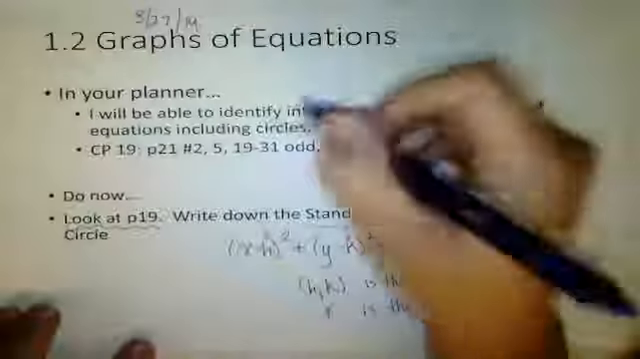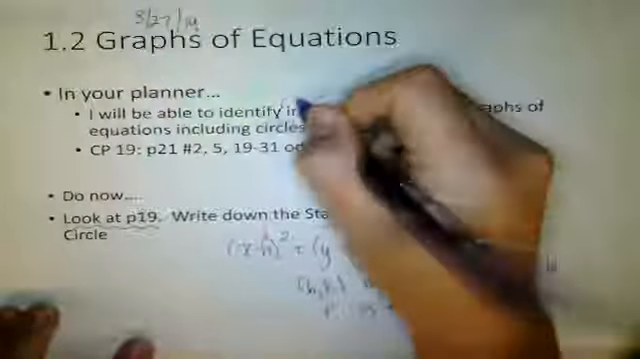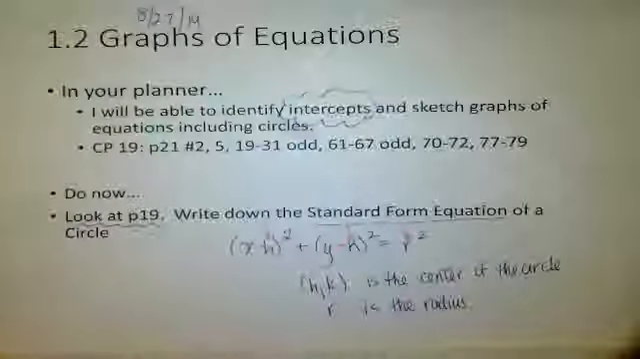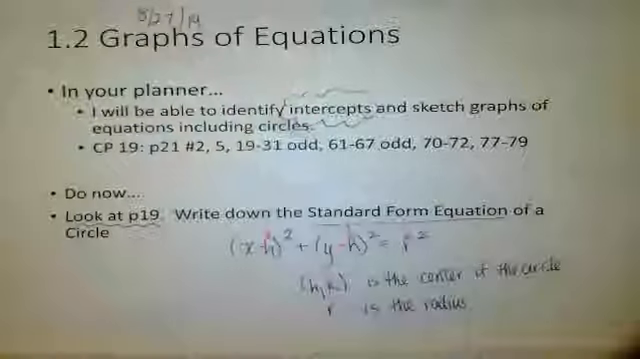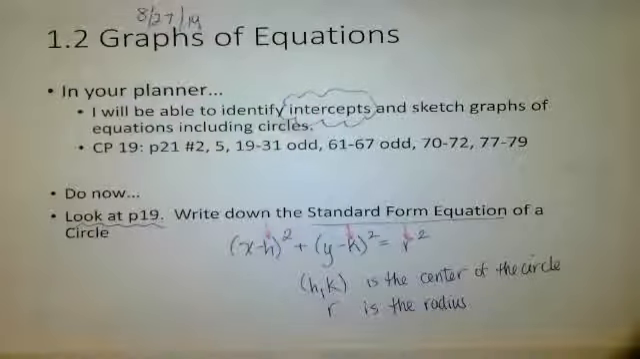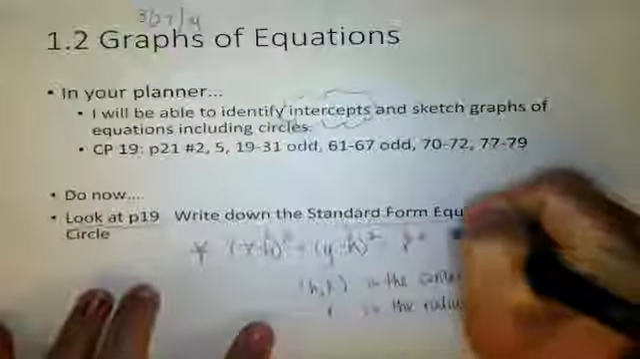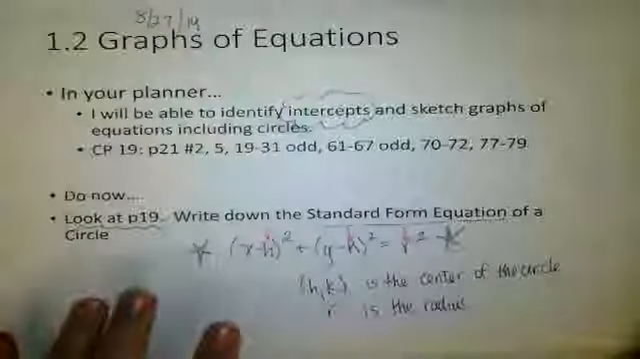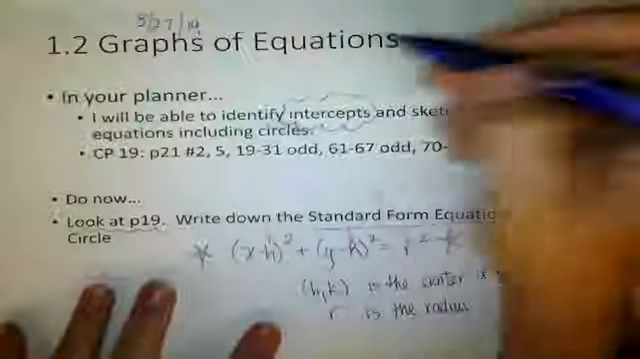All right. Today we are finding intercepts. So we have two goals: finding intercepts and then circles. You do need to know this equation of a circle. You will be tested on it, just so you know. It is something you need to memorize. Okay, so let's talk about intercepts momentarily.